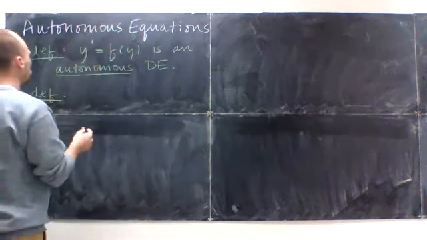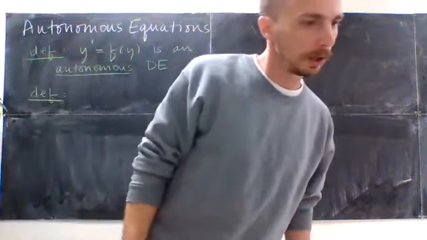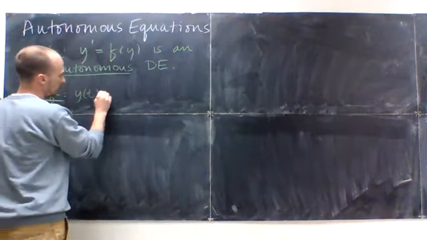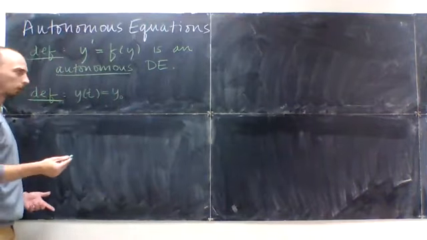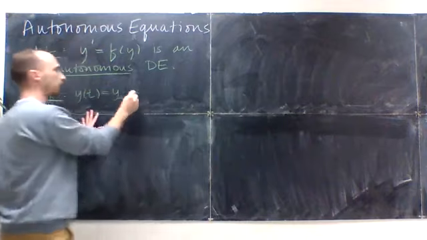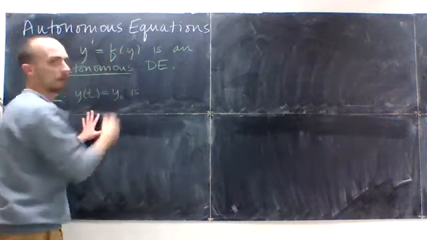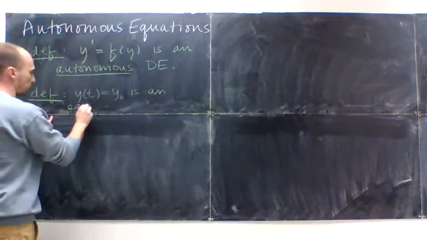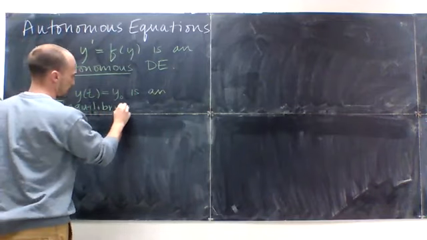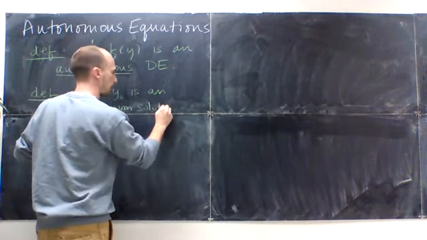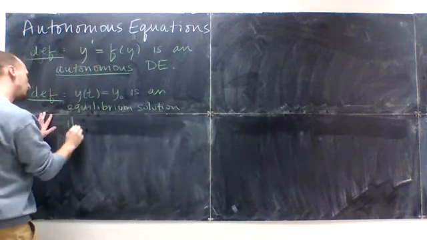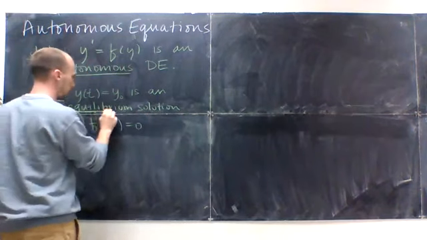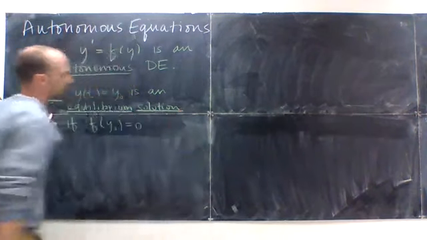Okay, so an equilibrium solution, let me say, the curve y of t equals some number y0 is an equilibrium solution if f of y0, this f, is equal to 0. So that's an equilibrium solution.